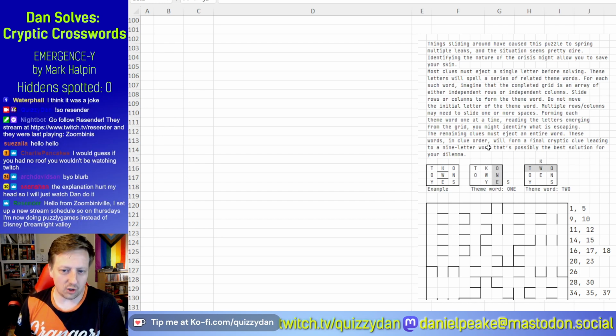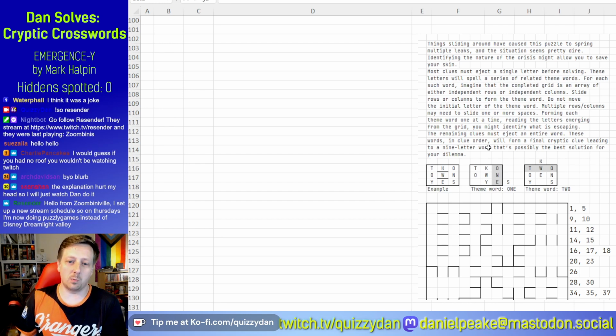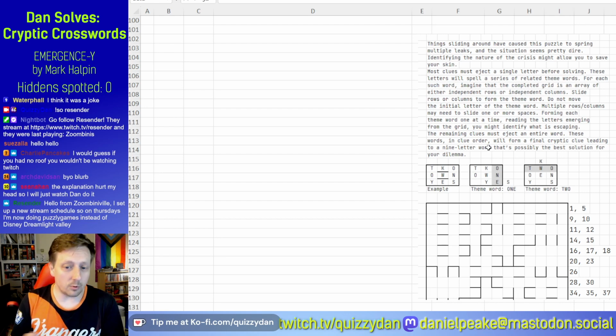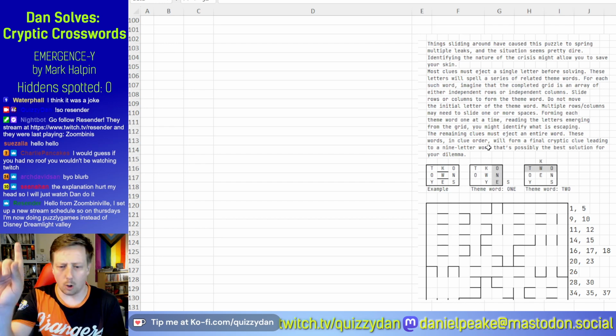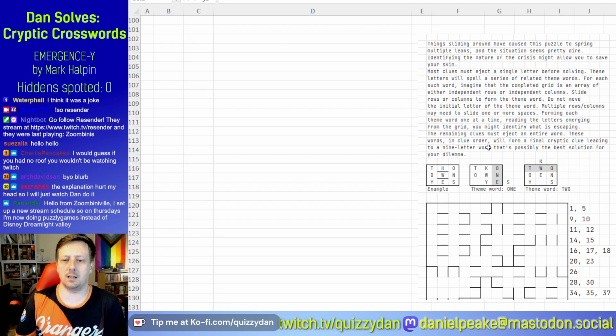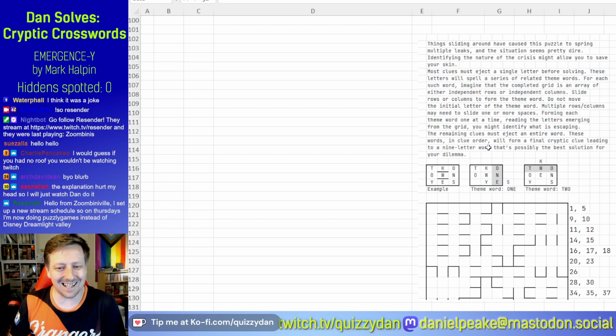Most clues eject a single letter before solving. These letters will spell a series of related theme words. For each such word, imagine that the completed grid is an array of either independent rows or independent columns. Slide rows or columns to form the theme word. Do not move the initial letter of the theme word. Multiple rows or columns may need to slide one or more spaces.